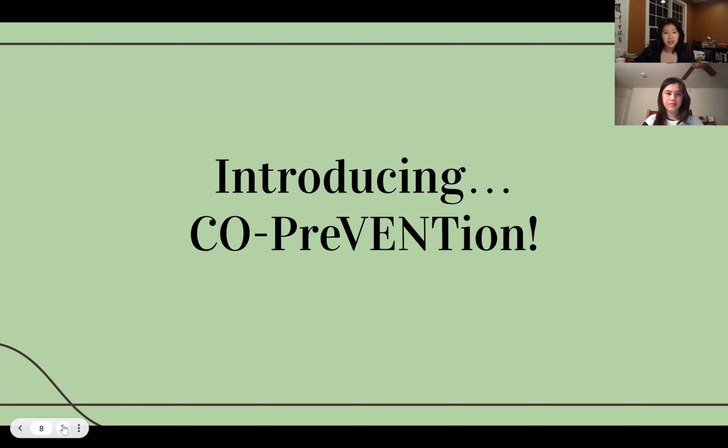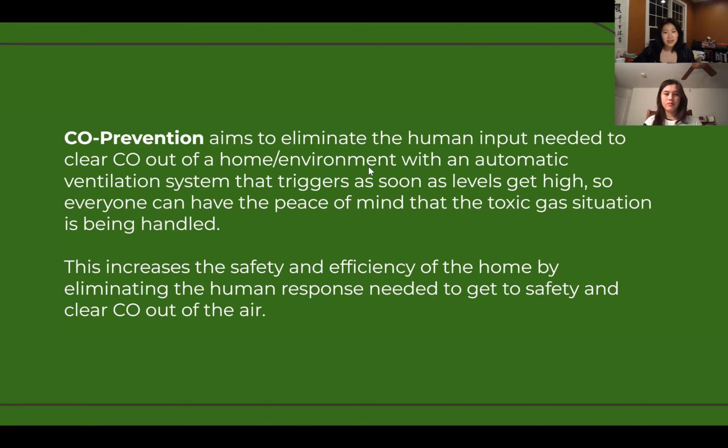So introducing our project, PreVENTion. PreVENTion aims to eliminate the human input needed to clear carbon monoxide out of a home or environment with an automatic ventilation system that triggers as soon as levels get high. Basically this increases the safety and efficiency of a home by eliminating the human response needed, and just gives everyone better peace of mind knowing that the gas situation is being handled.